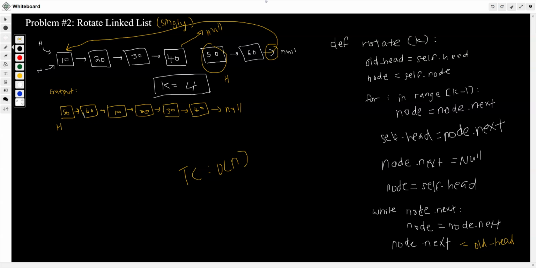I don't think I need any space for either method, right? Am I making anything besides the linked list pointers? No, so I think space wise it should be constant. So yeah, that's it, I guess.